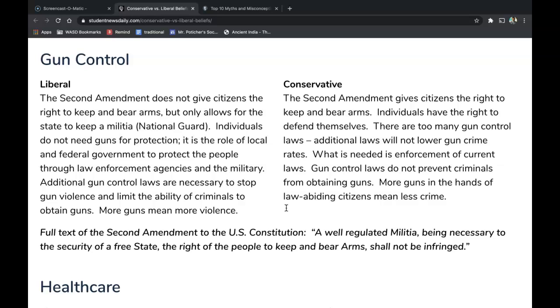Republicans and conservatives, on the other hand, would say that the Second Amendment gives citizens the right to keep and bear arms, and individuals have the right to defend themselves. There are too many gun control laws, and additional laws will not lower gun crime rates. What is needed is enforcement of current laws. Gun control laws do not prevent criminals from obtaining guns, and more guns in the hands of law-abiding citizens mean less crime.